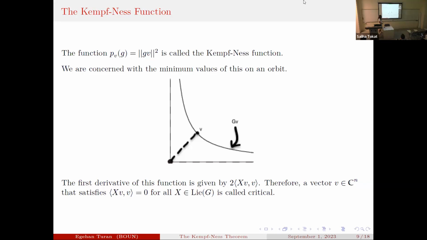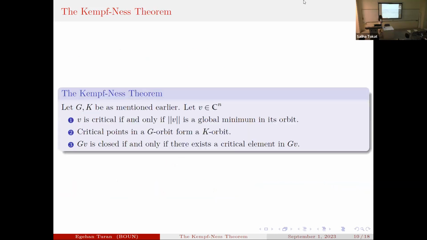As I will show later on, the first derivative of this function at the identity is given by 2 times this inner product. Therefore, this gives me motivation to define critical vectors. A vector is called critical if and only if this equality is satisfied for all x in the Lie algebra of G. Such a vector will be a critical point of this function because it will make the first derivative go to zero. Okay.